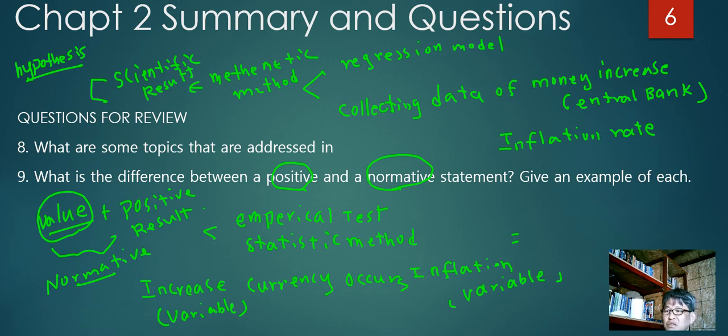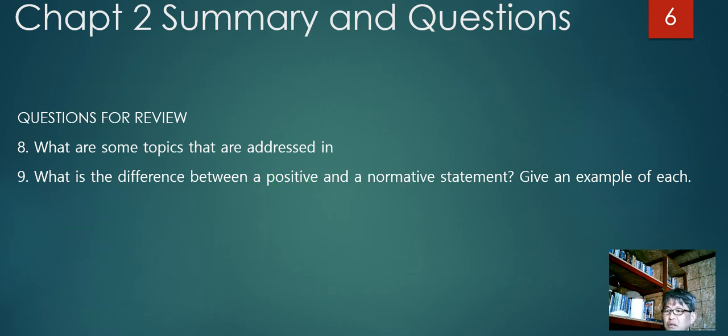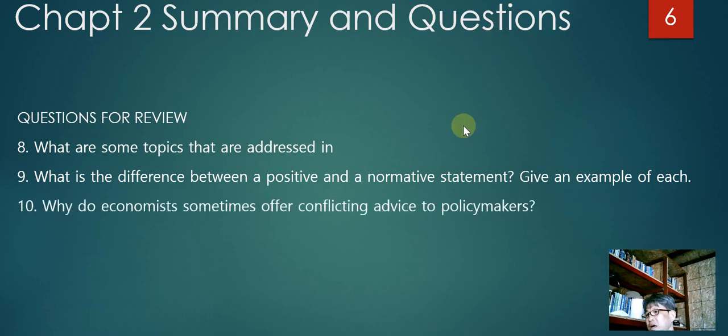So I will delete this one, and go to next. Why do economists sometimes offer competing advice to policymakers? Okay, because they have a different value, right? Because they have a different value inside themselves.